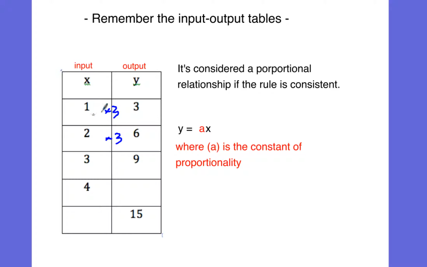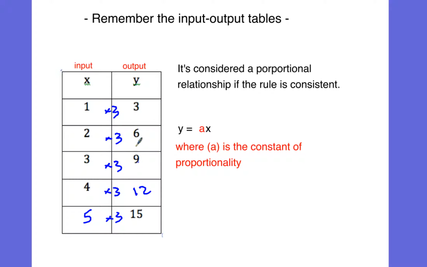What's happening to my input? To get my output, my input is being multiplied by 3 every single time. So I'm taking my input, multiplying by 3, there comes my output. Take 3, multiply by 3, here comes my output. So now I can finish the table by multiplying it by 3, and then I'd ask myself, what number times 3 equals 15? Well, that is 5.